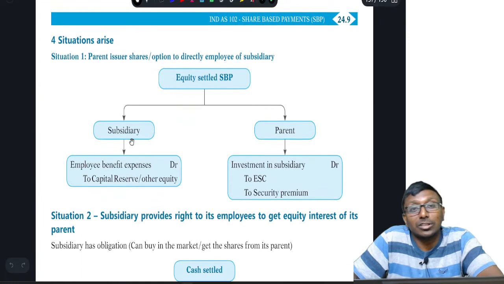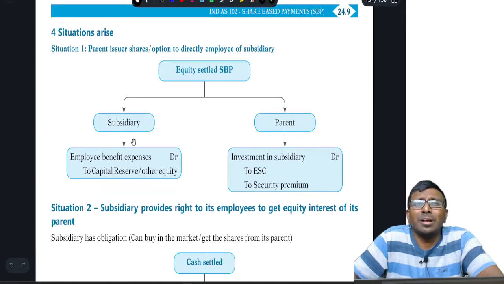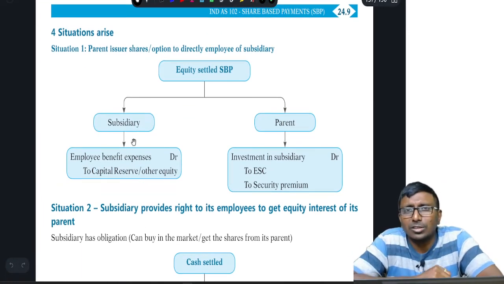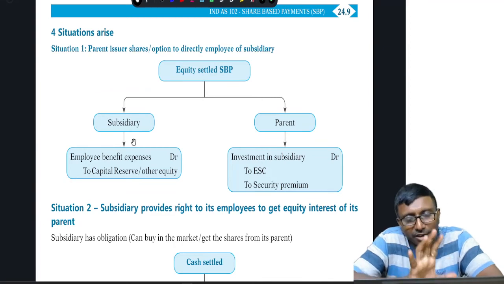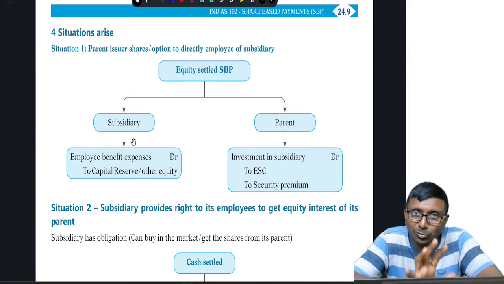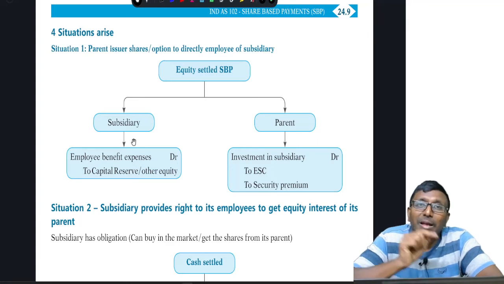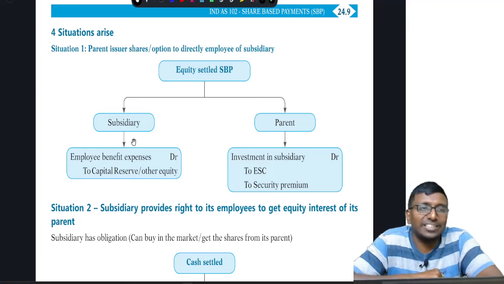Here actually 4 circumstances can arise, my dear. Generally the first circumstance is what is given clearly in the textbook, but the rest of the things are all available very clearly under the Ind AS 102 standard, but not in detail in the ICAI textbook.